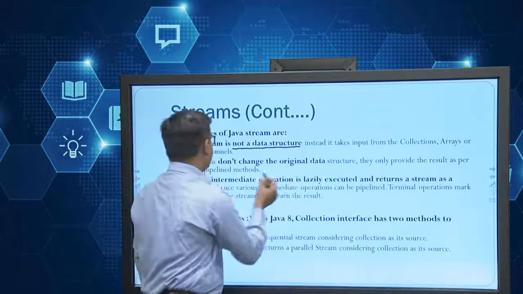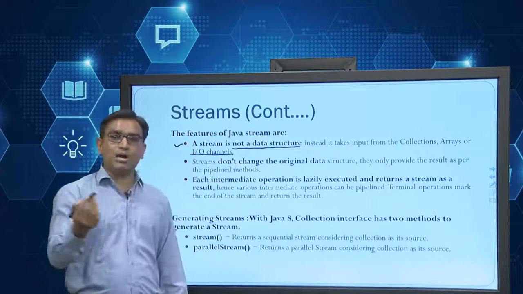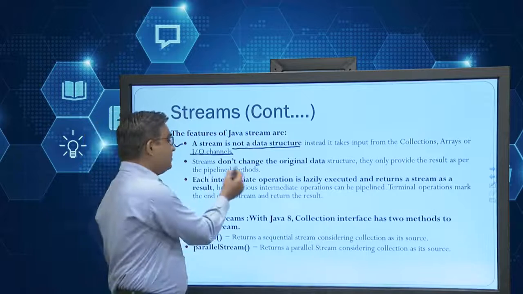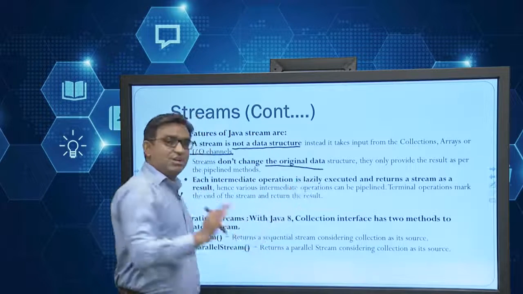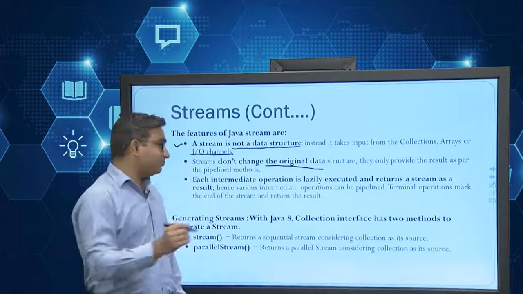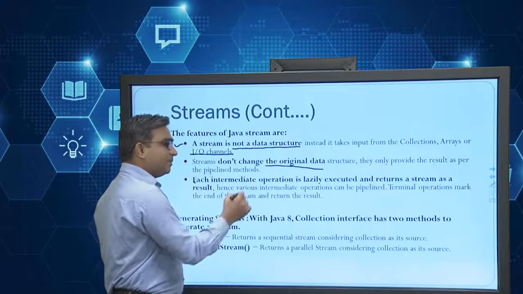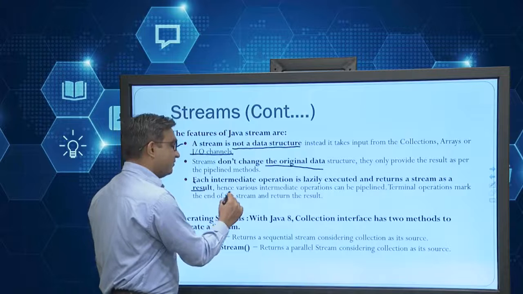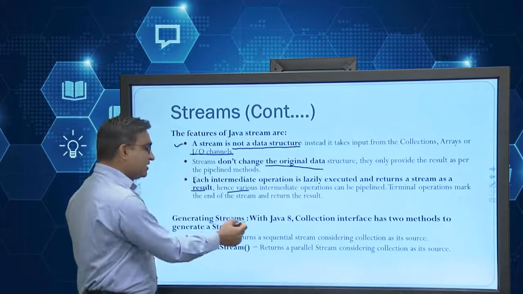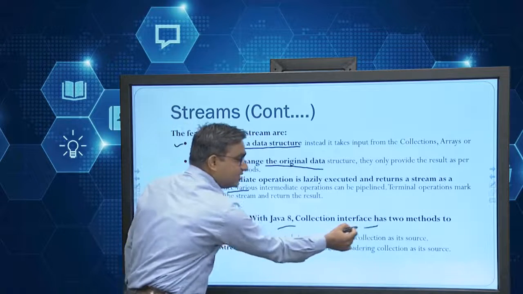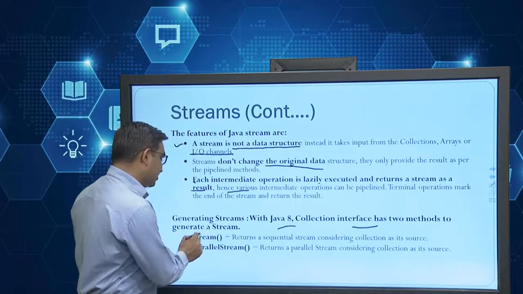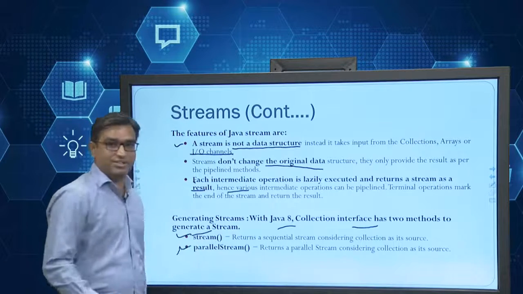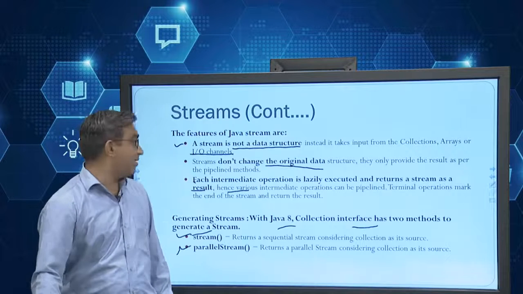Instead, it takes input from a collection, an array, or an IO channel, that means an input channel, and produces our output. Streams don't change the original data; streaming never changes any original data. Each intermediate operation is executed and returns a stream as the result. Now, generalized stream data comes from the Java 8 Collector interface, with two methods: one is stream and one is parallel stream operations, so that stream operations can be performed.